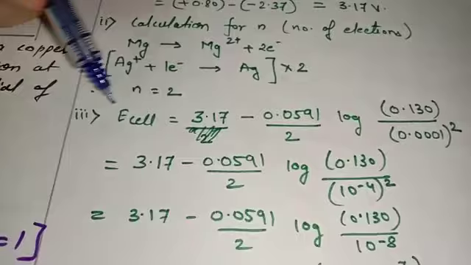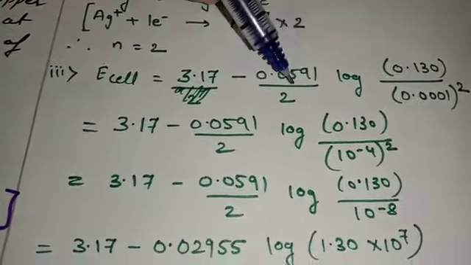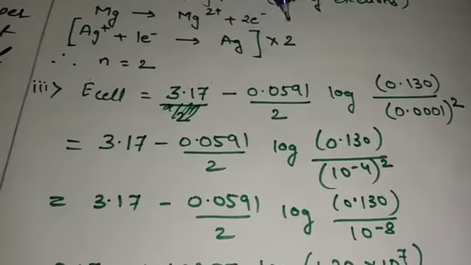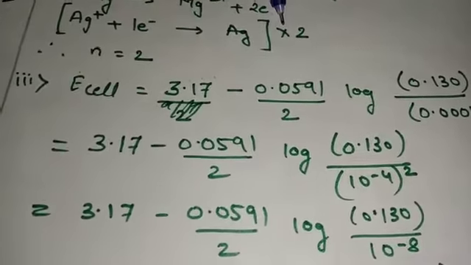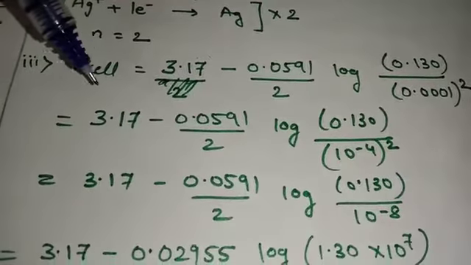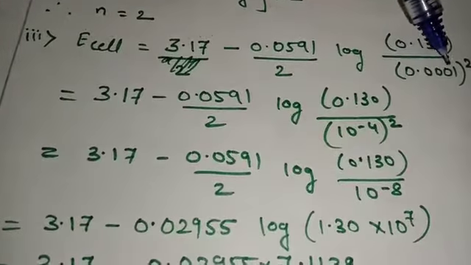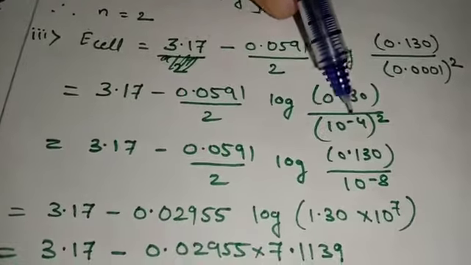Now coming to the formula, that is E cell is equal to 3.17 minus 0.0591 upon 2 log molar concentration of anode, and the molar concentration of anode is 0.130 as well as the molar concentration of cathode comes to be 0.0001 raised to the power 2. Why raised to the power 2? You can see that in this equation I have multiplied the silver ions by 2, hence the molar concentration value comes to its power. Then on solving this equation, 0.0001 can be written as 10 to the power minus 4.